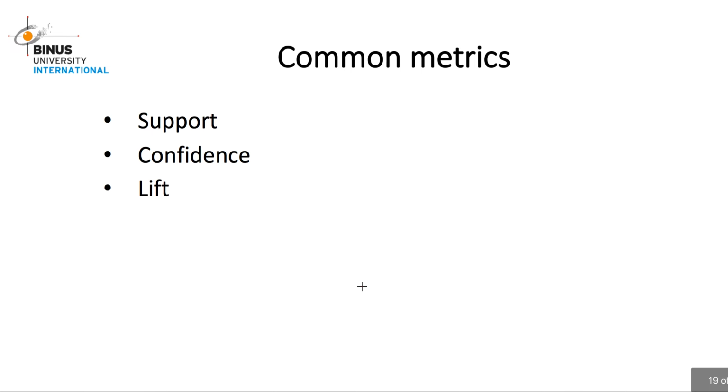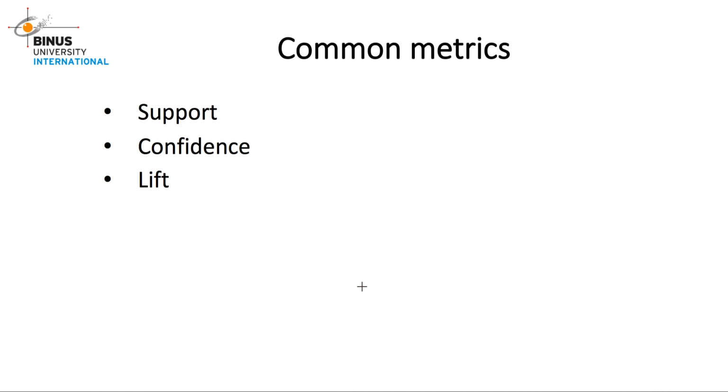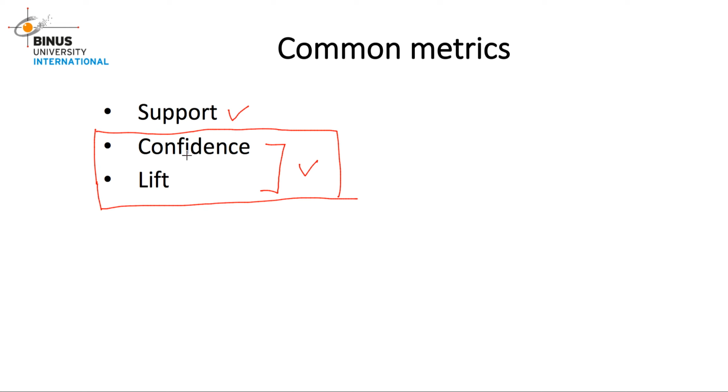Before we can solve the problem, we need to know about the common metrics. One is support, and the other two are confidence and lift. These two are optional, so you can use either confidence or lift, or confidence together with lift. But support is mandatory. Every association rule always uses support. This is like a threshold.